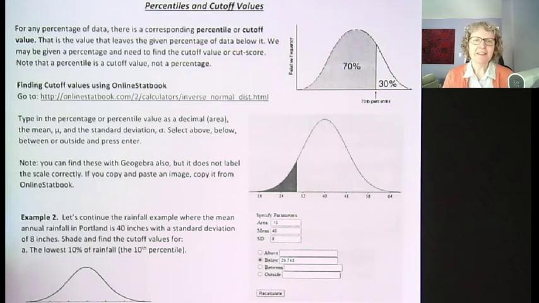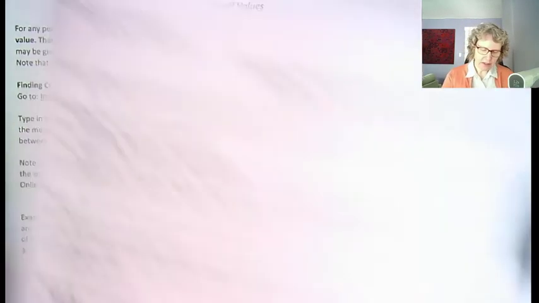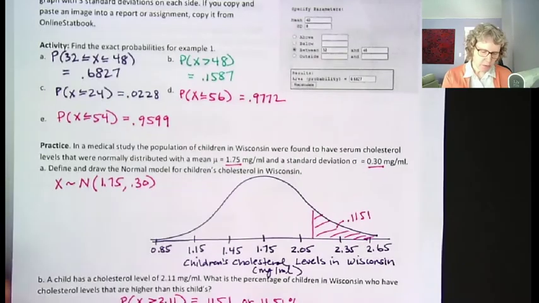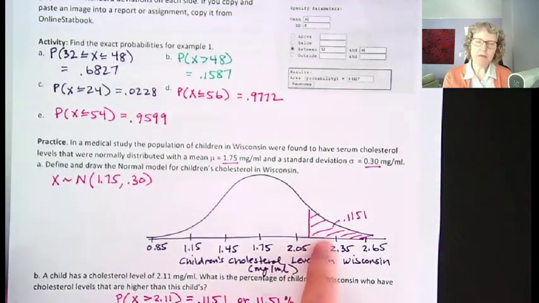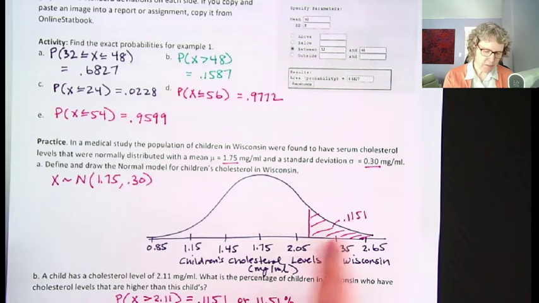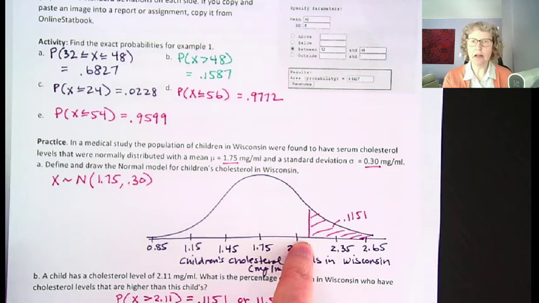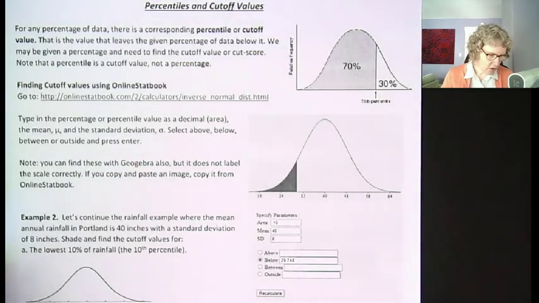Hi there. In this video, we're going to do the opposite of what we did in the last video. Last time we were given a value and we were trying to find an area or a probability. Well, in this video, we're going to go in the reverse order. We're going to be given an area or probability and we're going to be trying to find a cutoff value. So this is called a percentile or cutoff value.